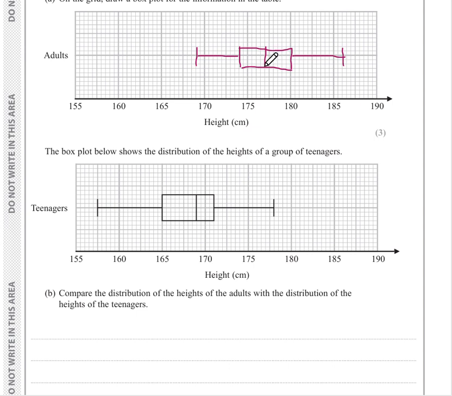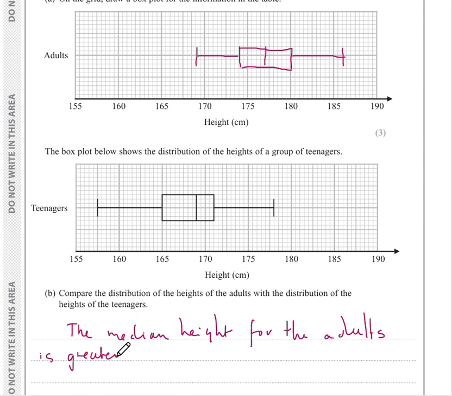The median value for the adults is 174. Median value for the teenagers is going to be 169, isn't it? So we can see the median heights for the adults is greater than the teenagers. So there's no need to quote figures here, we just need to say which is greater.